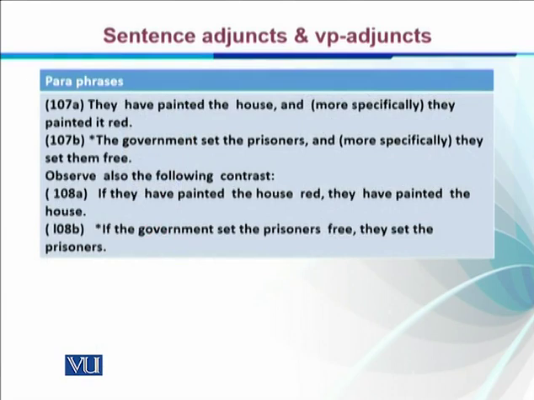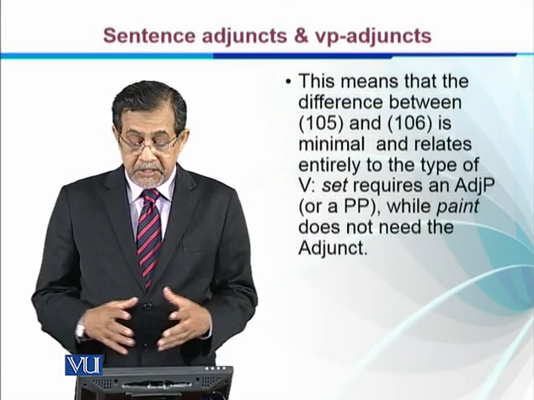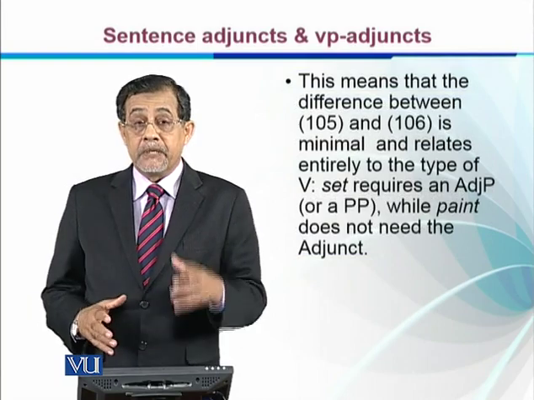"They have painted the house and they painted it red," right? More specifically, "The government set the prisoner, and more specifically they set them free." This is not possible. This cannot be the sentence. So observe also the contrast. If they have painted the house red, they have painted the house. If the government set the prisoner free, they have set the prisoner. This means that the difference between 105 and 106 is minimal and relates entirely to the type of verb. Verbs are of different types here.